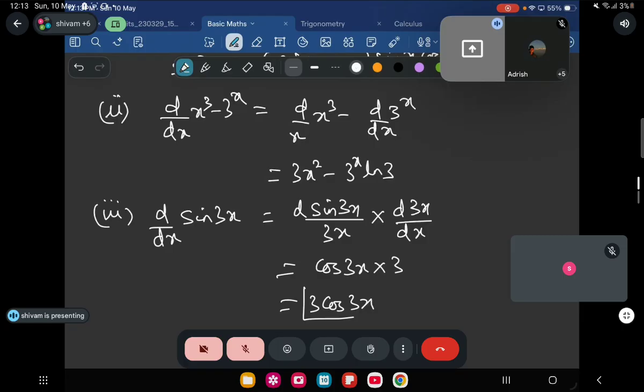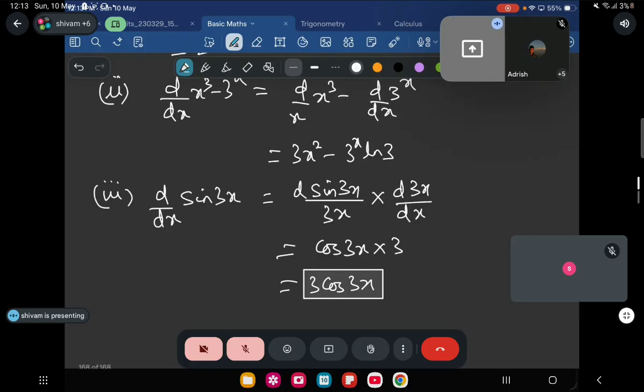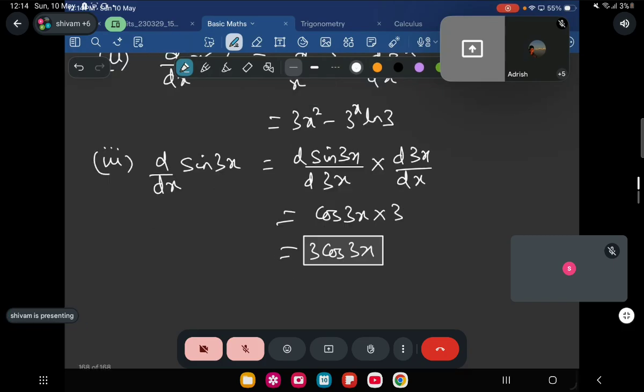Tell me, is it clear to everyone? Any doubt? How did we get cos 3x? d sin theta upon d theta will become cos theta, right? Yes, cos 3x. Okay. Tell me, Samriddhi, is it clear? Ridhiman? Yes. Okay.